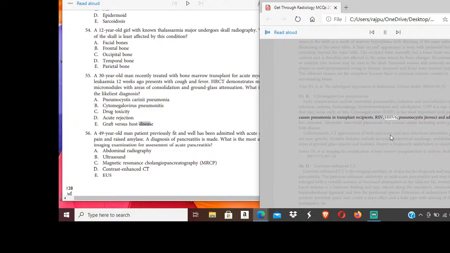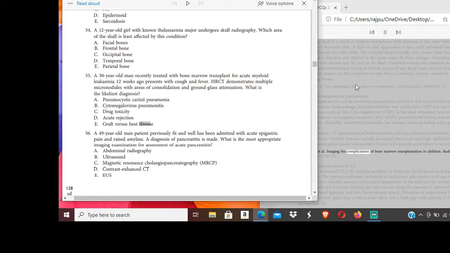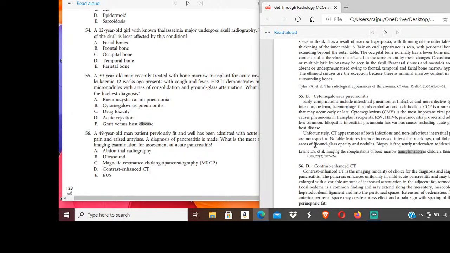RSV, HHV6, Pneumocystis jirovecii, and adenovirus are less common. Idiopathic interstitial pneumonia has various causes including acute graft versus host disease. Unfortunately, CT appearances of both infectious and non-infectious interstitial pneumonitis are nonspecific. Notable features include increased interstitial markings, multilobar infiltrates, areas of ground glass opacity, and nodules. Biopsy is frequently undertaken to identify the cause. Levine DS, et al. Imaging the complications of bone marrow transplantation.